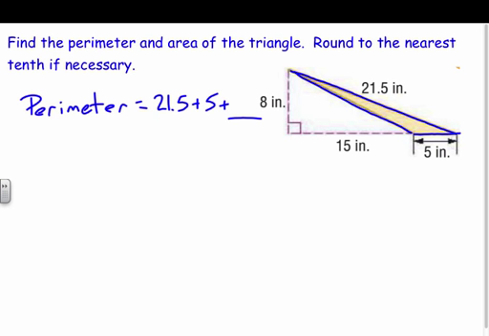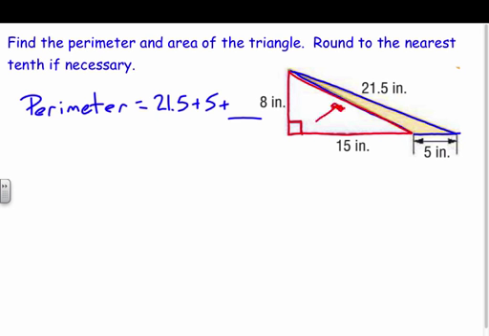So take a look closely. You're given some other information. Can I use that to solve for that side? Sure. Take a look at this 8 and this 15 here. It looks like it just made us a right triangle. So I can solve for the hypotenuse over here.